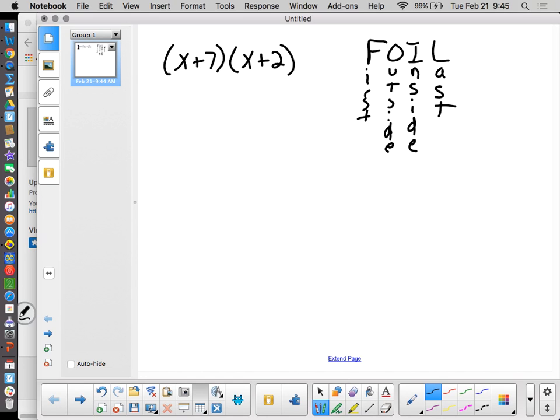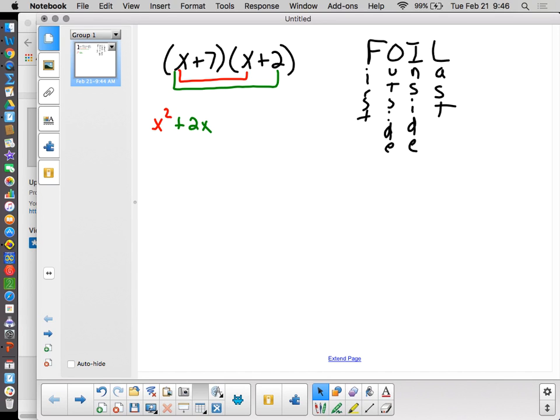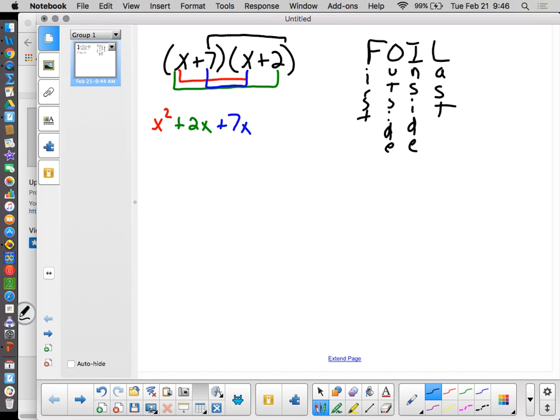Now, some people do a different order, but I like to do it in that order. So when we're multiplying binomials like this, we multiply the first values first. x times x is x squared. Then the outsides, x times 2 is a plus 2x. The inside is 7 times x is plus 7x. And finally, the last, 7 times positive 2 is a positive 14.